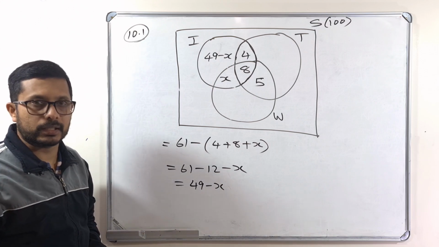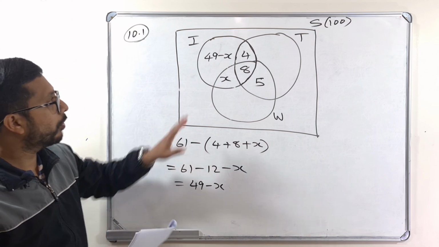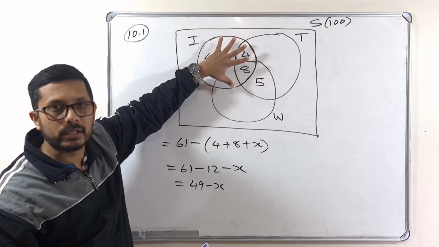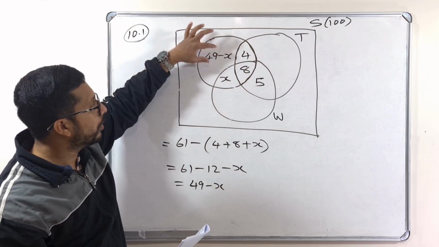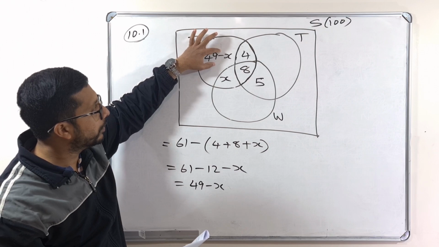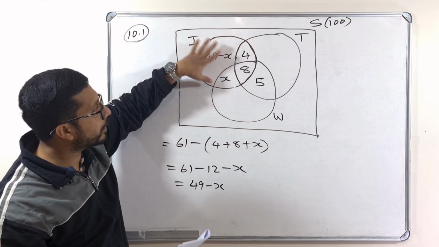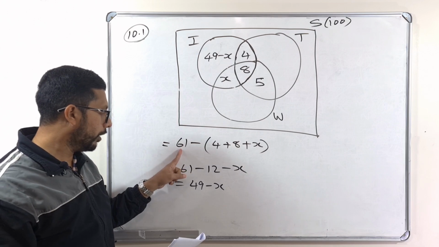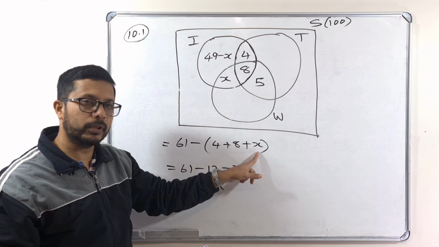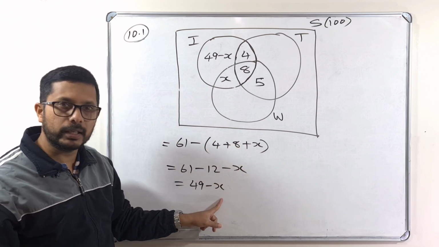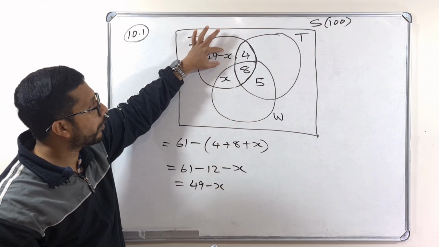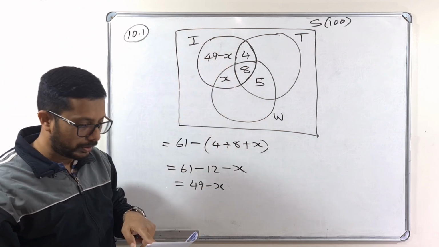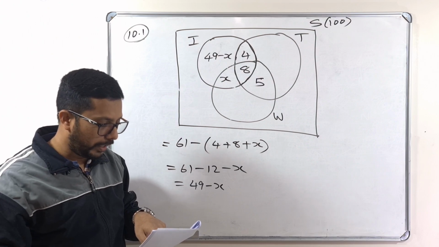49 minus X. Okay, so listen once more. They are saying that the whole of this Instagram circle is 61. So how can we find the number here? These 4, 8, X are also a part of Instagram. So total 61 minus the sum of those, that is 49 minus X. So it means this remaining part is 49 minus X. Okay, look at the next bullet.